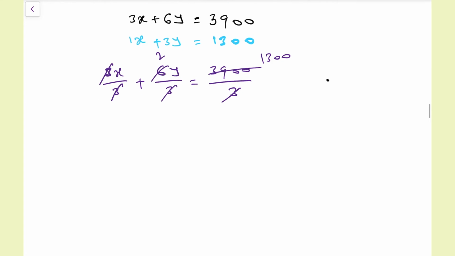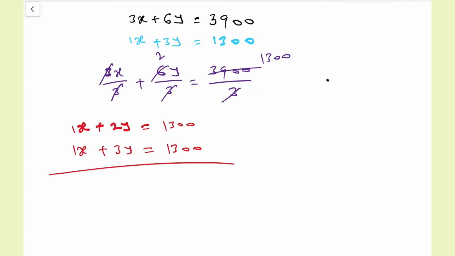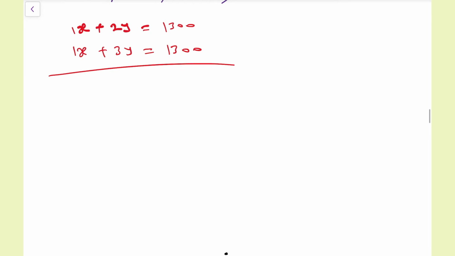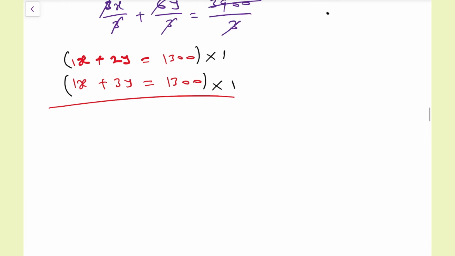Now writing both the equations again. First equation is this one, what we got now: x, or 1x, plus 2y equals 1300. x and 1x are both the same. And coming to the second equation as it is, that is 1x plus 3y equals 1300. So okay, let us try to simplify these two equations. Now what we need to do for the simplification then? First equation we need to multiply with the second equation's x coefficient, that is 1. Second equation we need to multiply with the first equation's x coefficient, that is also 1. If you multiply with 1, nothing will change, so no need to worry about that.